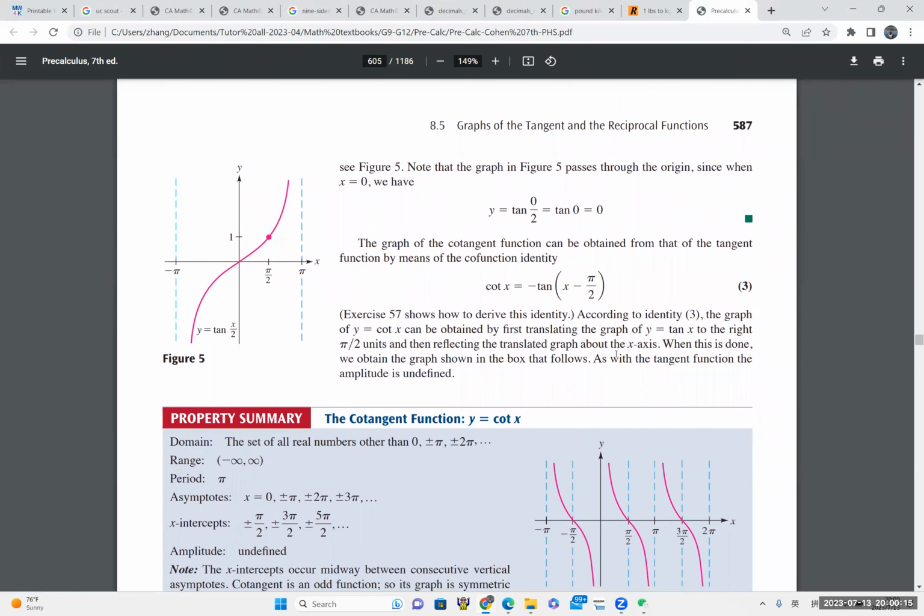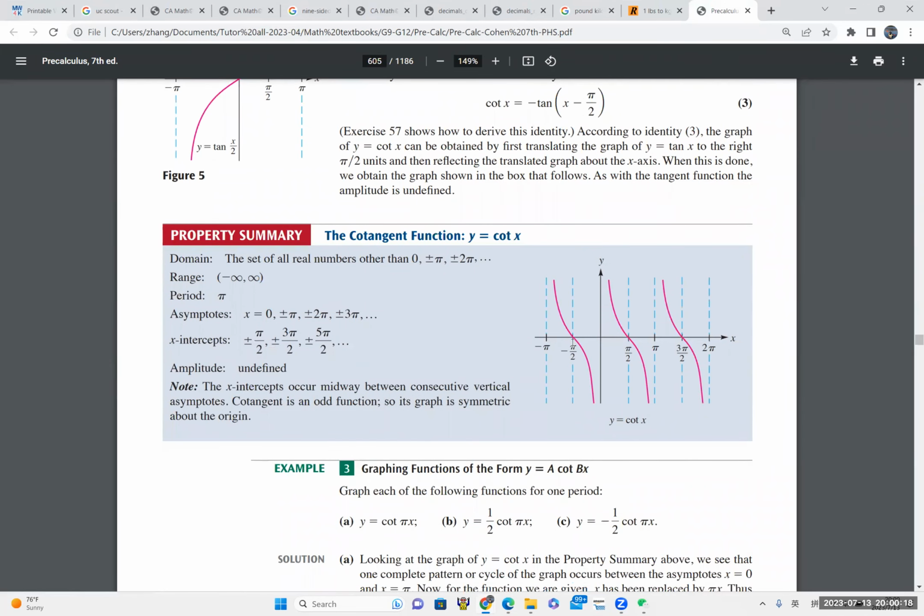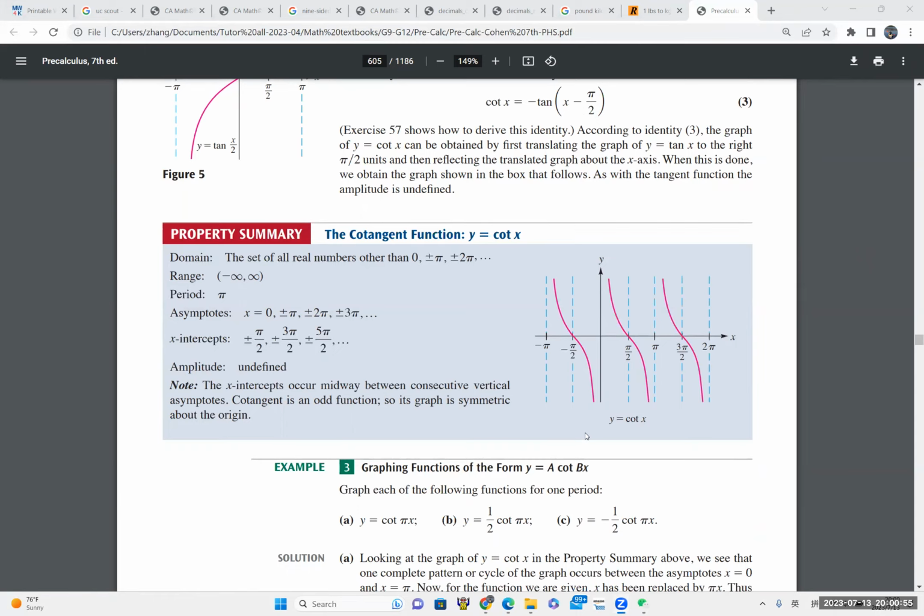Now let's talk about the cotangent. Again, make sure you know its domain. We know cotangent is the coordinate x over y. Then y cannot be 0, right? That means the angle cannot be 0 or pi, or we just call it k pi. Anyway, it's similar to tangent.